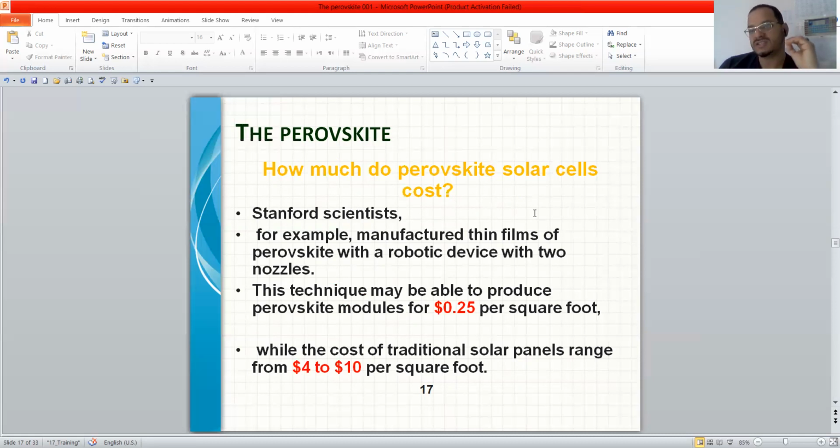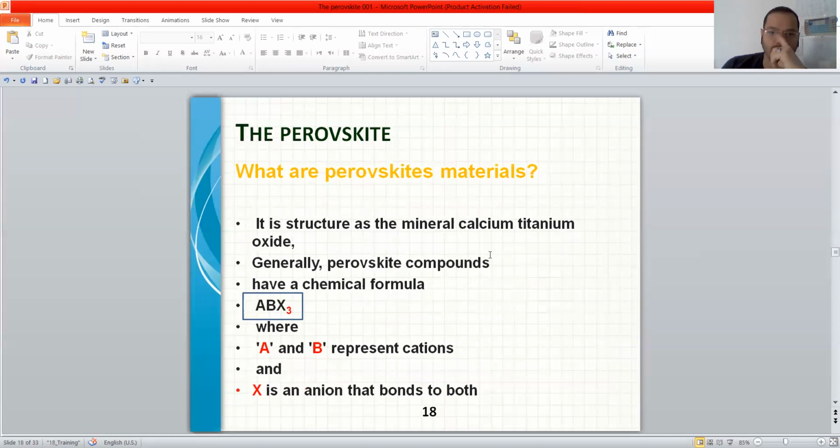Here, its cost is cheaper than the solar cell because with the perovskite, we will pay just $0.25 per square foot. But this situation is different with the solar cell, because we must pay $4 to $10 per square foot. That means we have a huge difference between them in the cost topic.